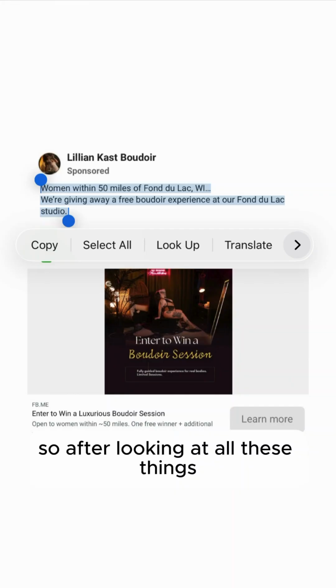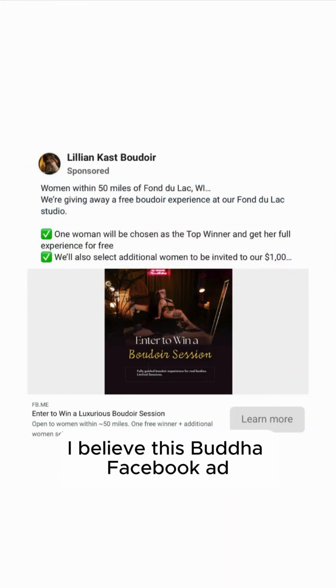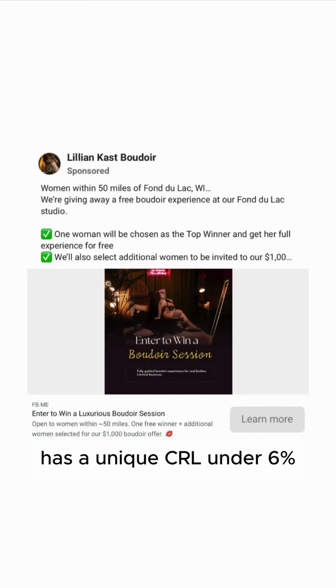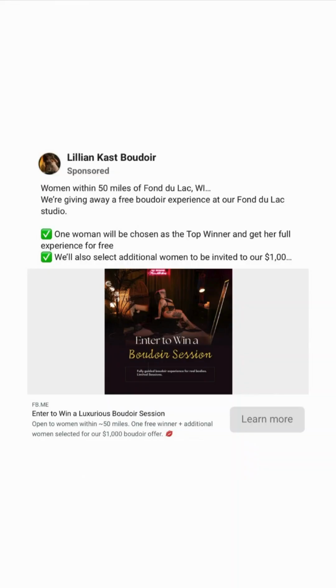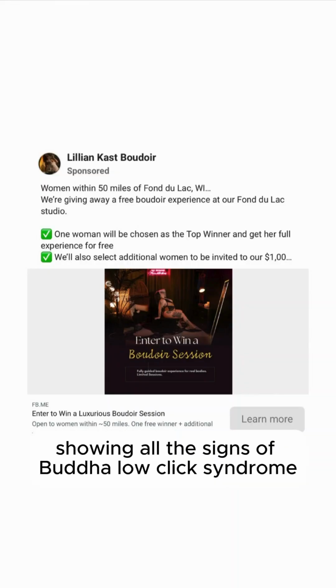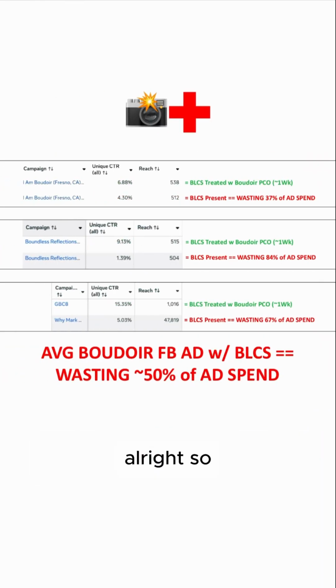So after looking at all these things, do I believe this boudoir Facebook ad has a unique CTR under 6%, aka has BLCS, boudoir low click syndrome? Yes, I do. I believe this is showing all the signs of boudoir low click syndrome.